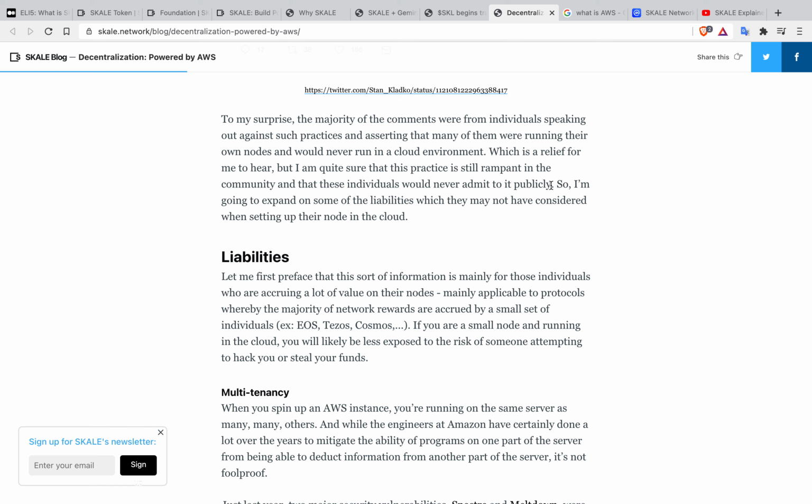Of course they wouldn't, but cloud computing and cloud operation is really efficient, it's really cheap, it's really easy. And it sets your business at peace of mind. However, it comes at a risk of security. So that's what they say. So I'm going to expand on some of the liabilities which many may not have considered when setting up their nodes in the cloud, right?